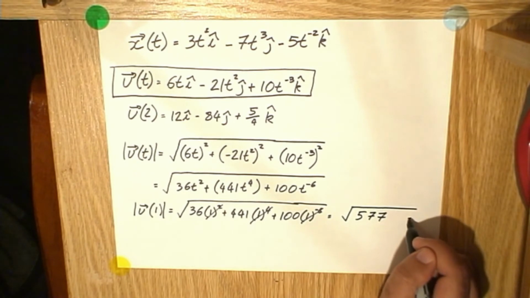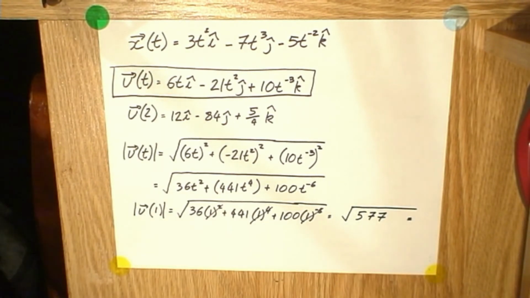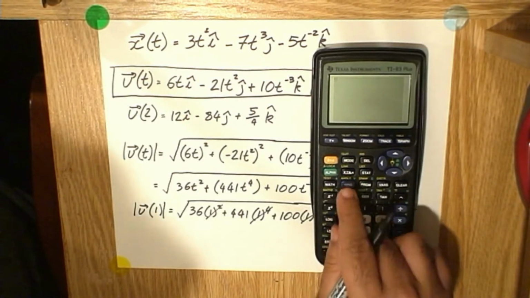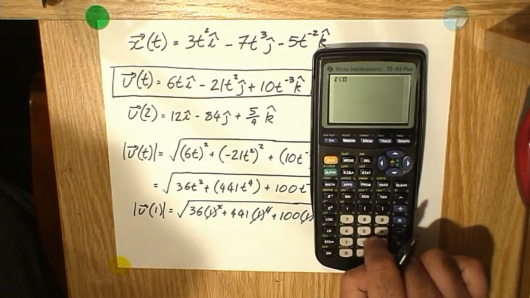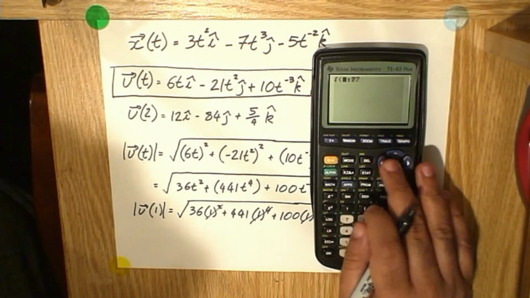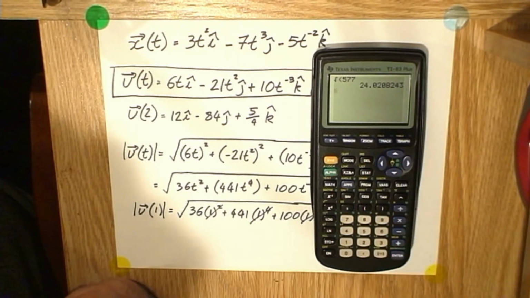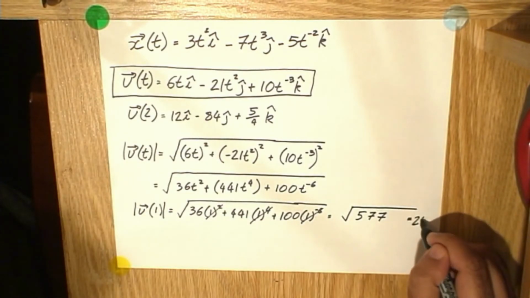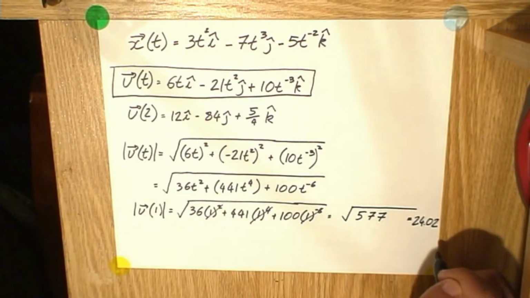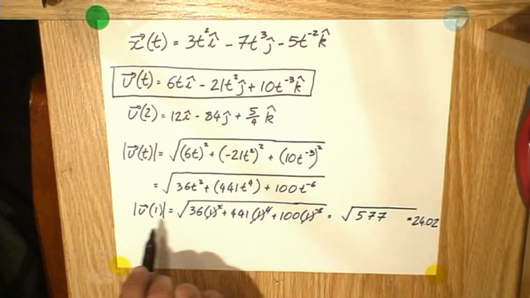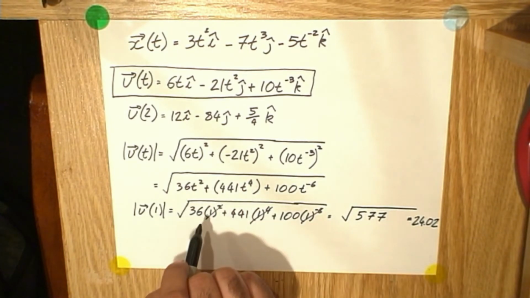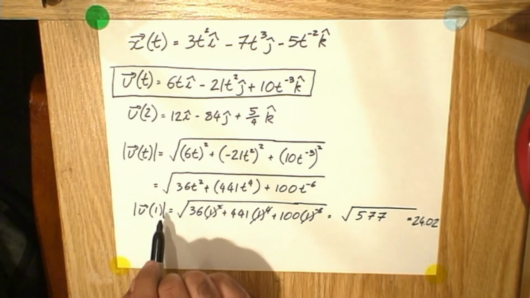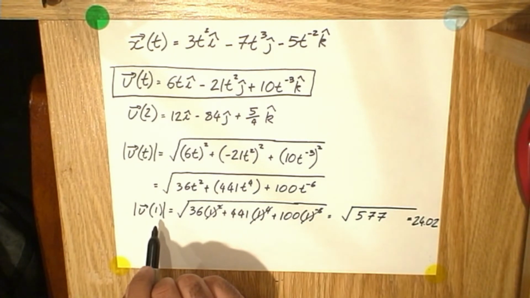And the square root of 577, well, I can't do that in my head, so whip out our calculators to do that. That would be 24.02 meters per second. So that is the speed of our particle when it is at t equals 1 second.